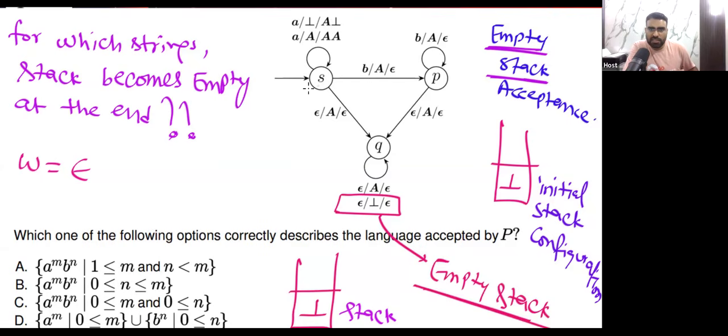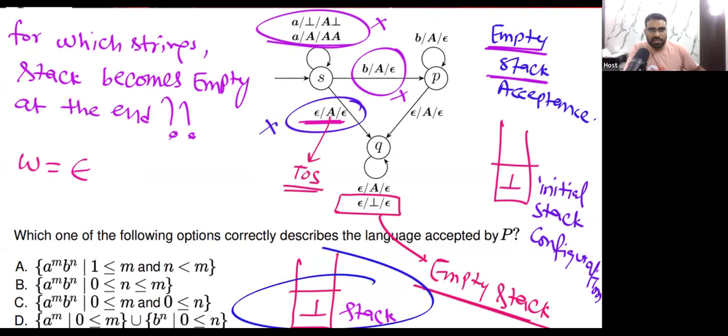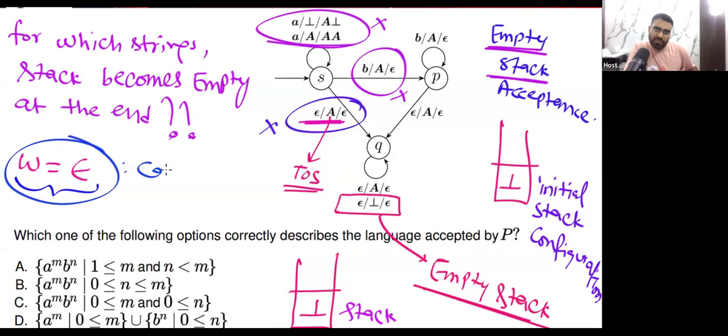So now you tell me, from the start state, for the empty string, you cannot take these transitions. Yes or no? We cannot take this transition. Can we take this transition? We cannot take this transition also, because to take this transition, the top of the stack must be a. But the top of the stack is this symbol, you can see. So definitely for this empty string, I cannot empty the stack.